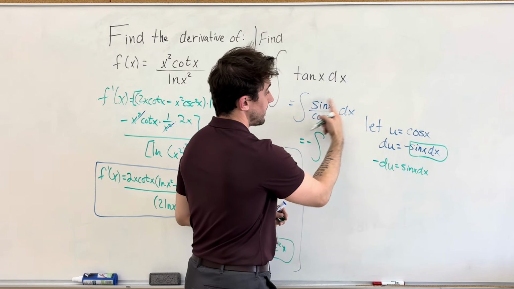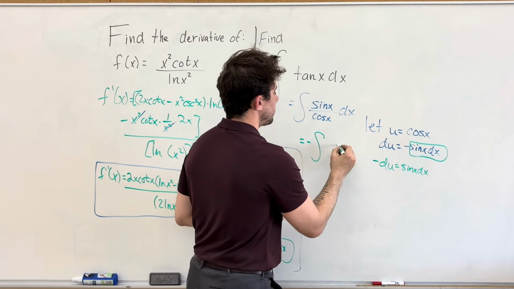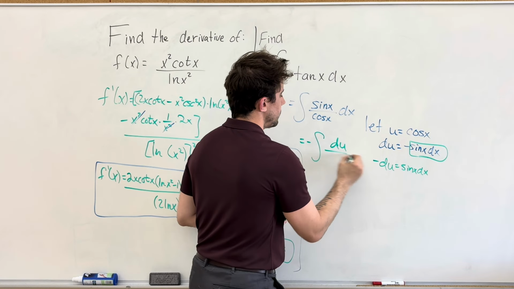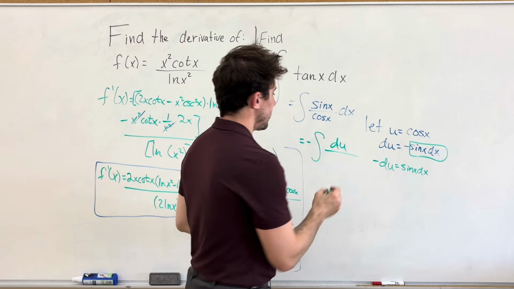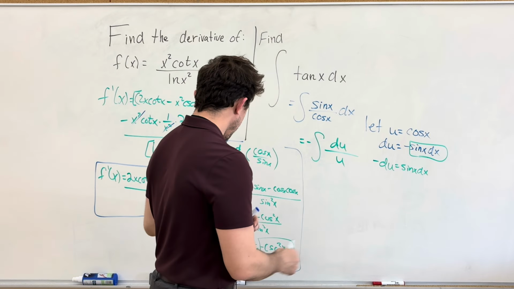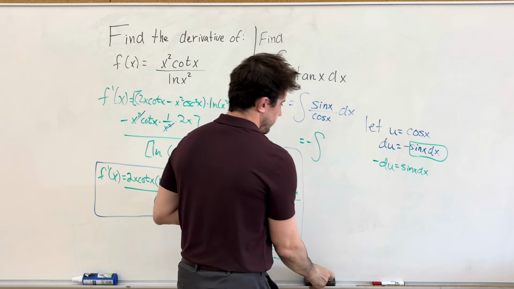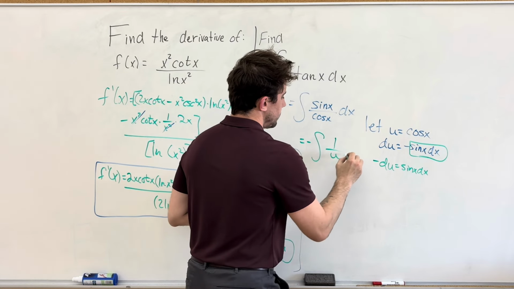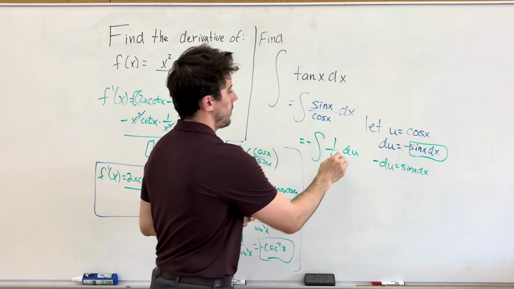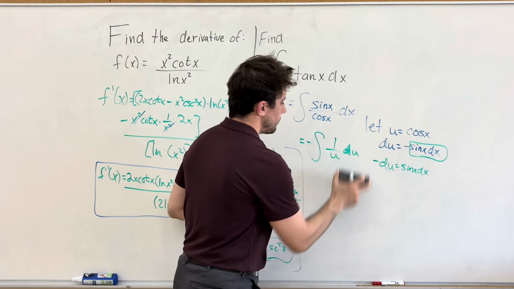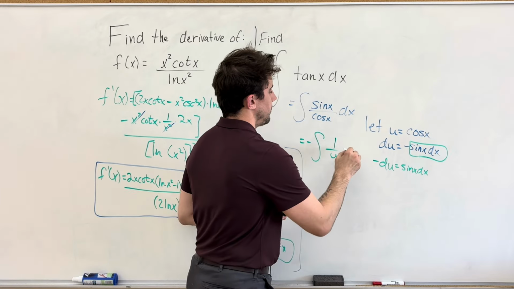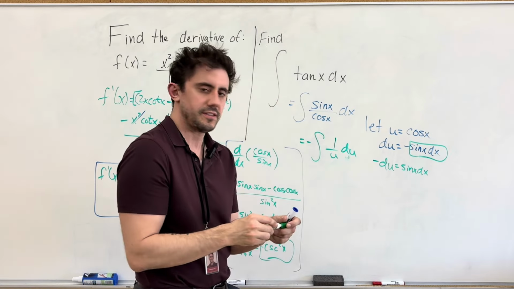du will replace sine x dx in its entirety, so we'll have du over cos x, that is u. Or if you'd rather, maybe if you're not used to seeing it written like this, I'll just leave it as 1 over u du. That's a d. My goodness. There we go. Thank you for your patience.